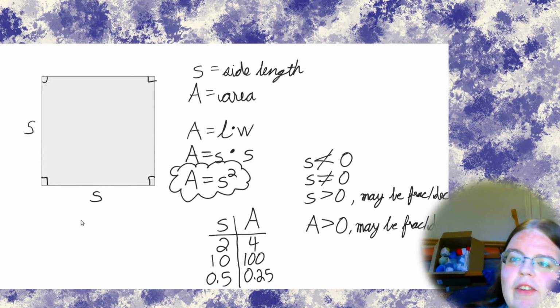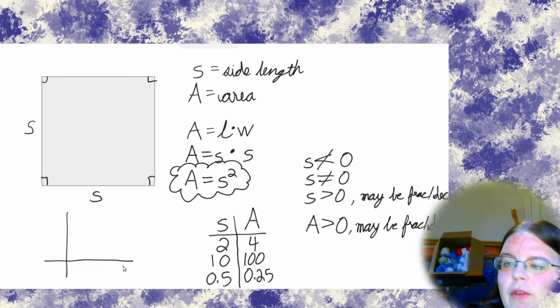We can also sketch out a graph. So I'm sketching my axes. I'm going to put the side as the horizontal axis and the area on the vertical axis. You can think about these also as X and Y if you're used to that. X is your input, Y is your output. Well, in this case, the side length is what we're using as an input and the area is the output.